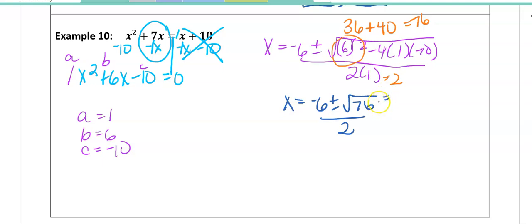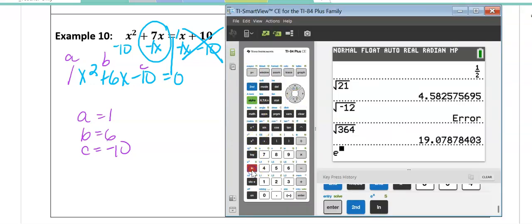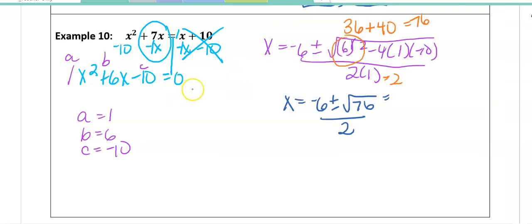The square root of 76 is, let's see, because I have the wrong answer written down here on my page. I don't know what I did. So the square root of 76 equals 8.72. That one would round up. So that's an 8.72. So we've corrected that.